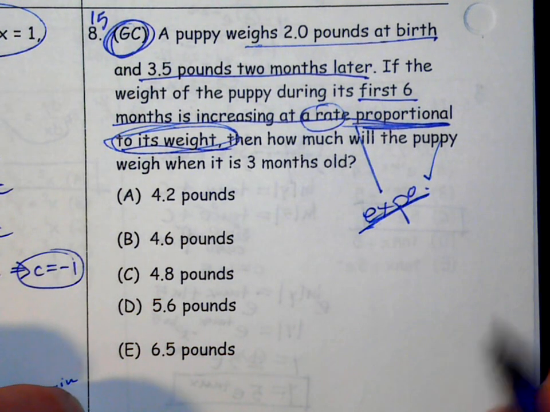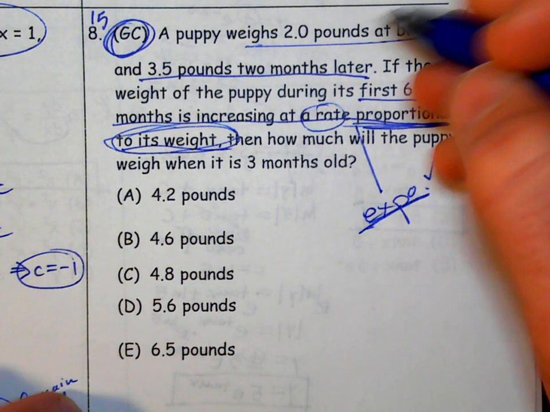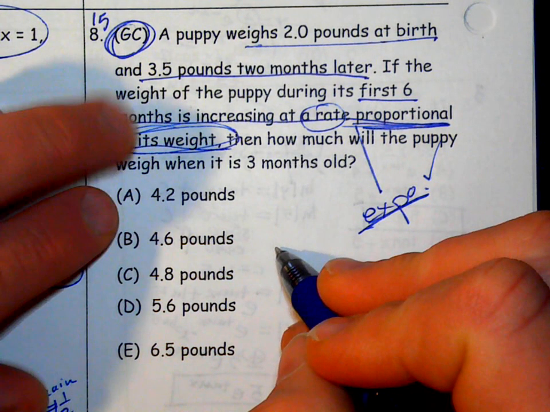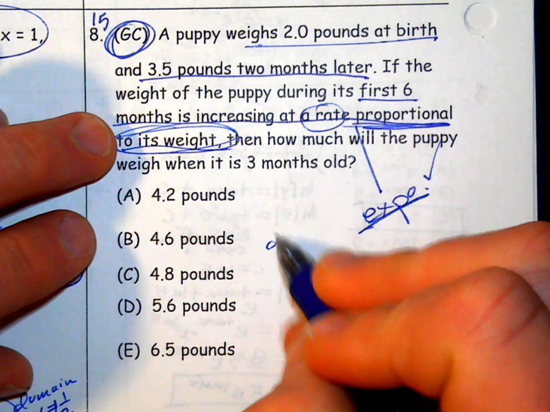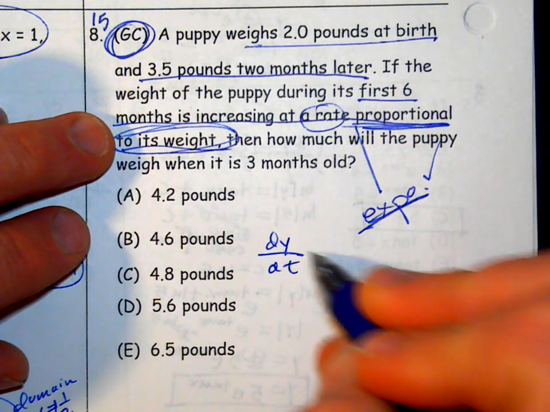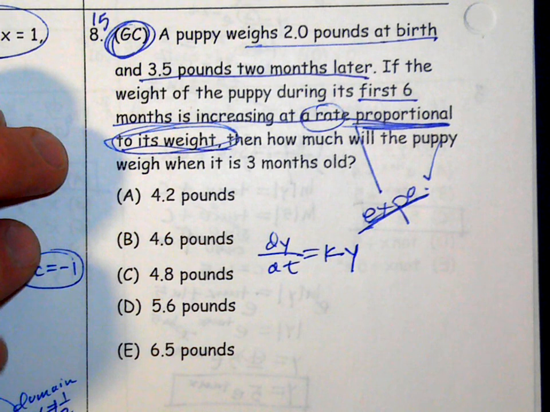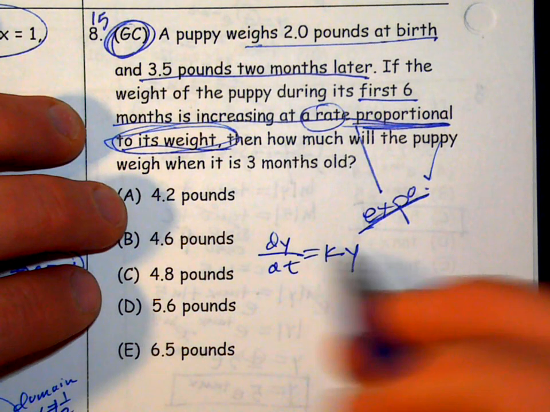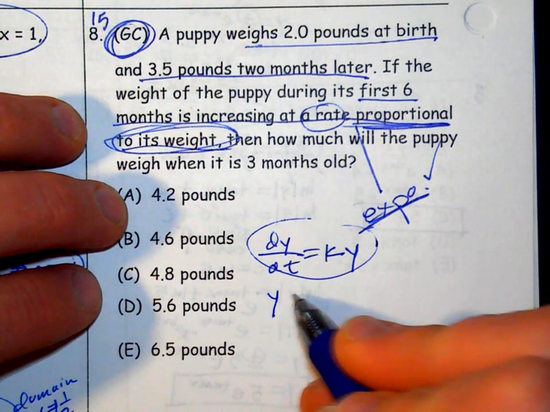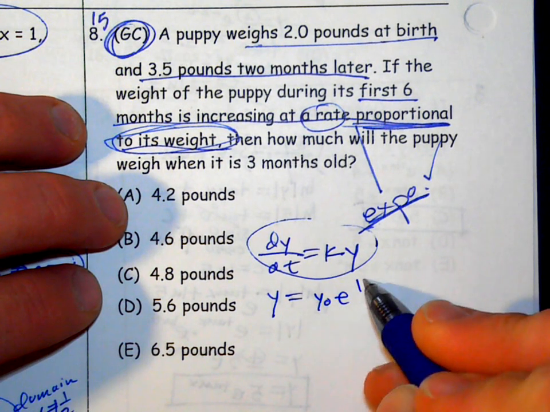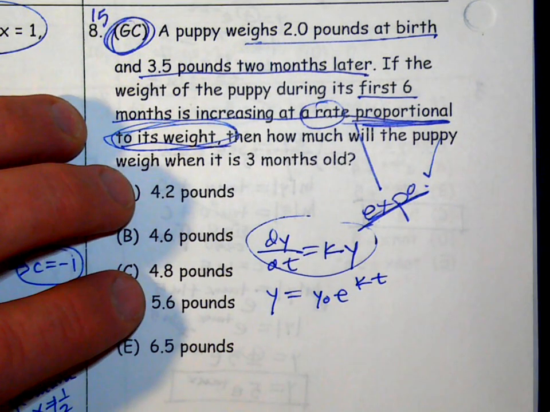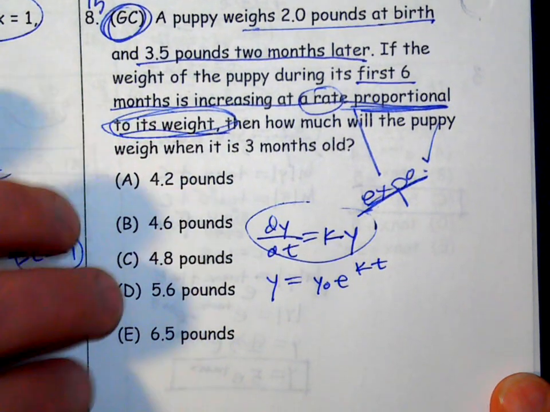So that whole sentence is just telling you, hey, this is exponential. So you could rederive it. You could write this as, okay, well, its weight is increasing. We could call weight y, dy dt at a rate proportional to its current weight. You could do that and then solve the exponential. We could just say, hey, this is exponential. So we know the answer is going to be y equals y naught e to the kt. I'm fine with that. You can do that on the calculus test if you encounter exponential growth.